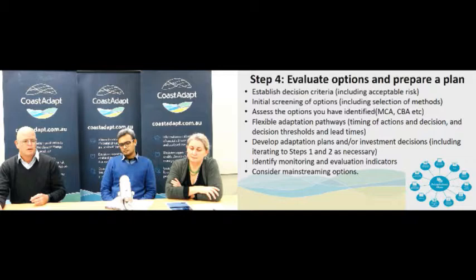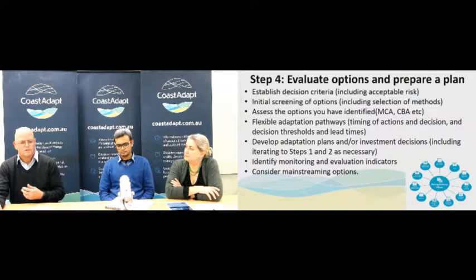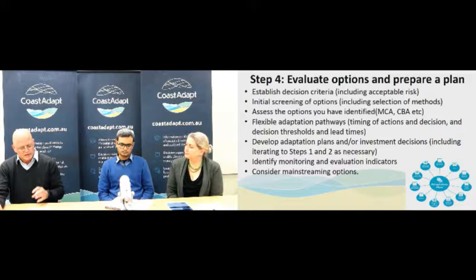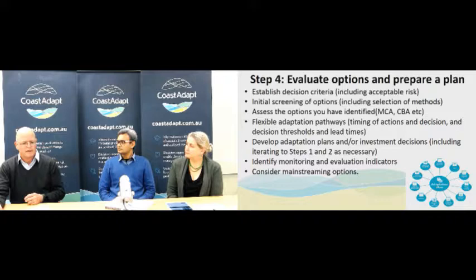And then you need to start assessing the options you've identified. We have an information manual within CoastAdapt that provides some really great information about various tools that you can use to help you do this, such as multiple criteria analysis, cost-benefit analysis, and so on. It's important at this stage to really start thinking about how you can actually set up a sequence of solutions or an adaptation pathway, and thinking about the timing of actions, what's required to actually be done before you can implement an action, so those lead times. So you can think about when things can be done. I'll talk about this a bit in a second in a bit more detail. And you can then start to develop your adaptation plans or your investment decisions, and again, be prepared to move back to other steps as required.